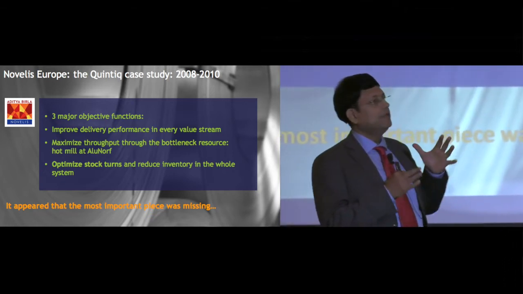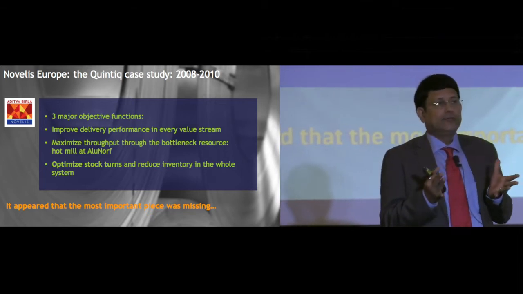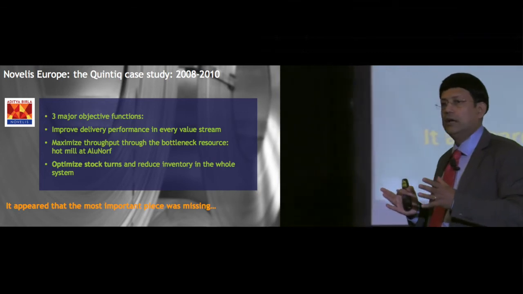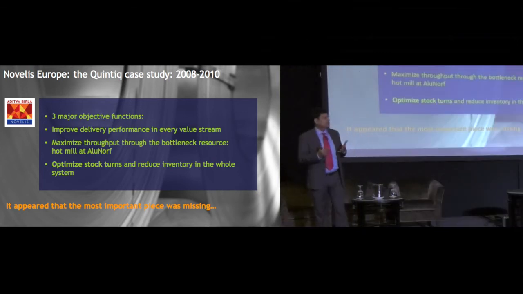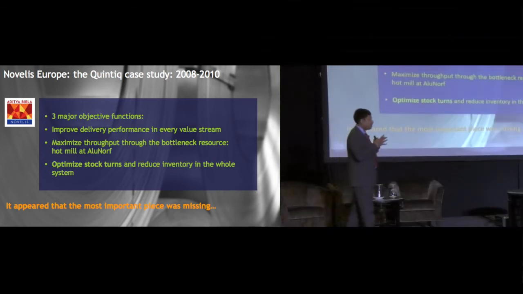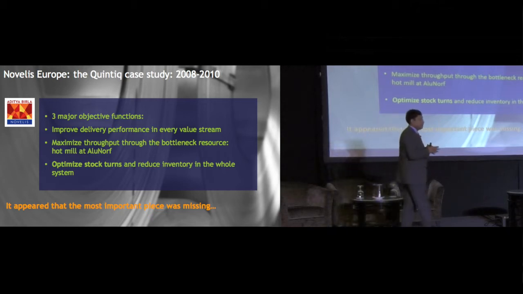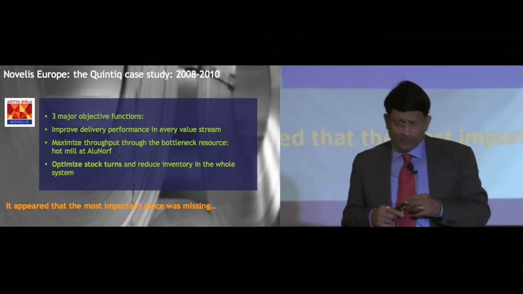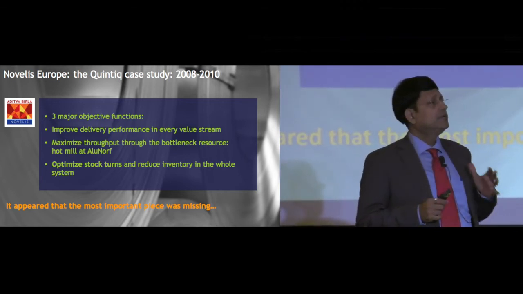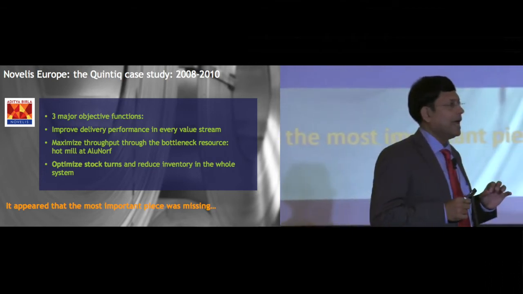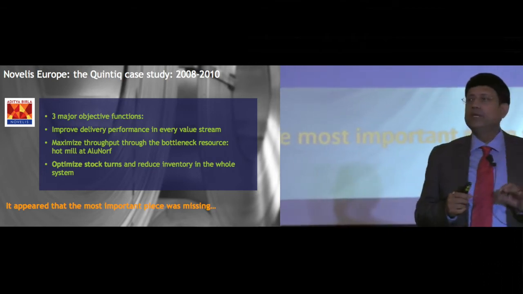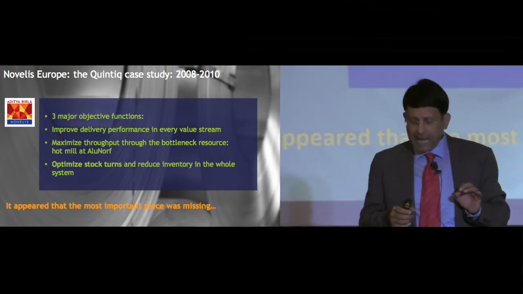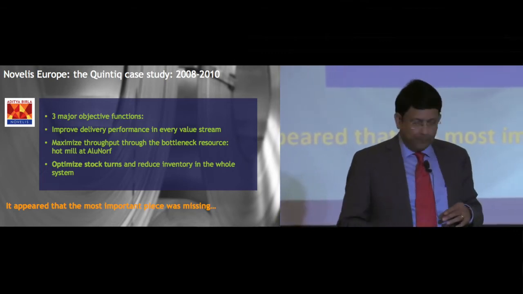And if the inventory was high and it was having a high delivery performance, it probably meant something. But in this case, we had a high inventory, but a low delivery performance. So of course, it meant that the production process had to be looked into, and the entire customer fulfillment process had to be worked on. So these three were the major objective functions, and what appeared was that the most important piece in this whole process was missing, and that was the company planner.